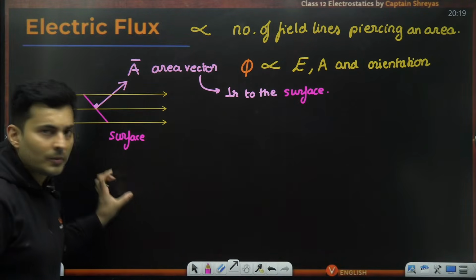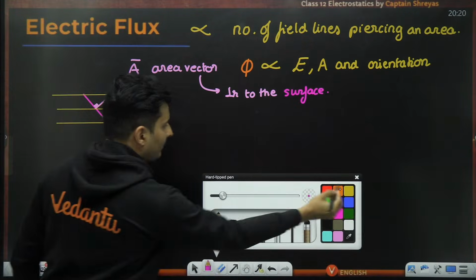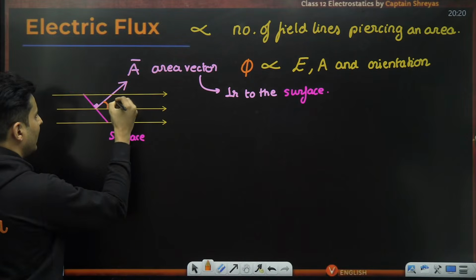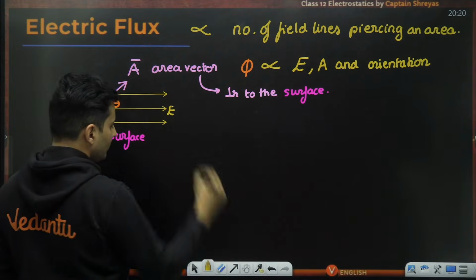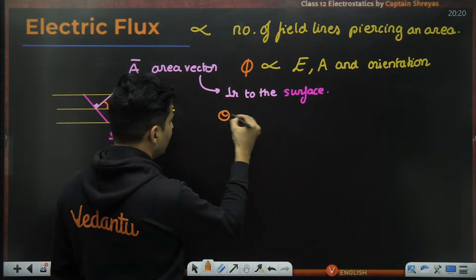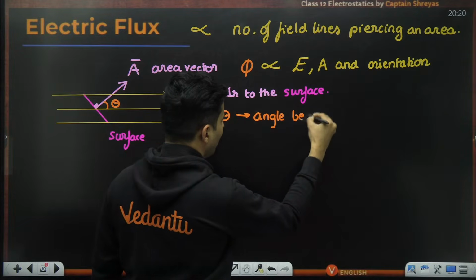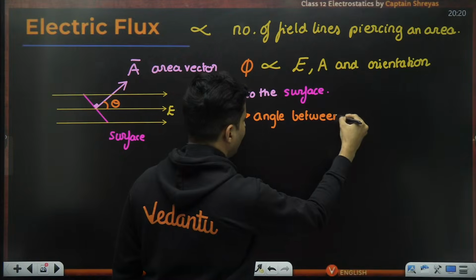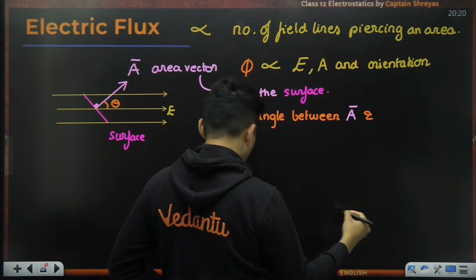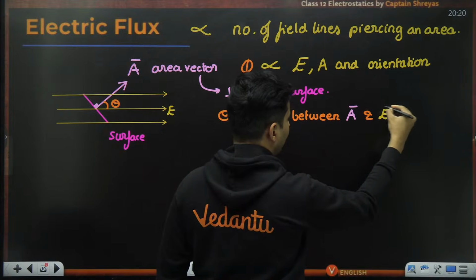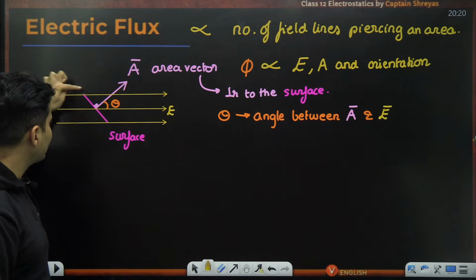I know one thing though. Whatever flux passes through this, where there is some angle made by the area vector and the electric field line. So what is theta? Theta is basically the angle between two things. What are those two things? Area vector and the electric field. Area vector and the electric field. Whatever flux, count the number of lines.